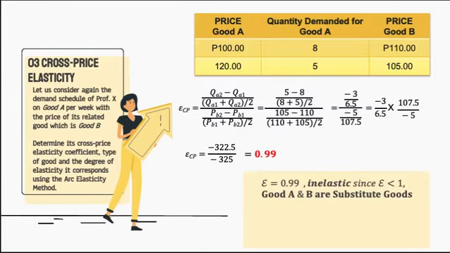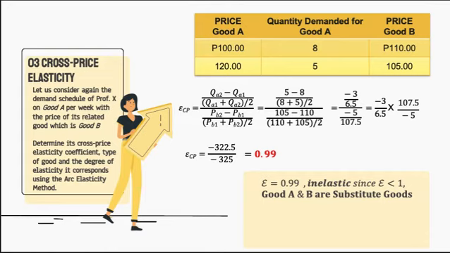Okay, let us move on to the last kind of elasticity, the cross price elasticity. This measures the degree of responsiveness of quantity demanded for every change in price of its related good. The value of the cross price elasticity coefficient could be positive or negative, which also determines the type of good it corresponds to. If the coefficient is positive, then the goods are substitutes, and if it is negative, then the goods are complements.